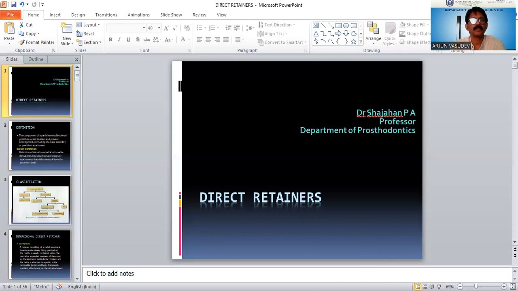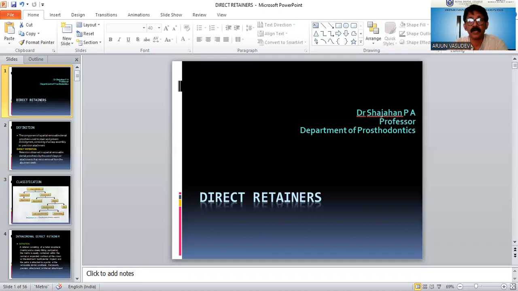But the main disadvantage is that it requires preparation of the abutment. Since the female component is inside the crown, either you have to go for a preparation of a crown, or you have to make a female portion to receive the patrix inside the crown.